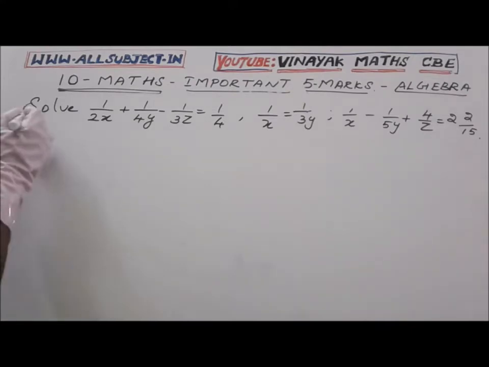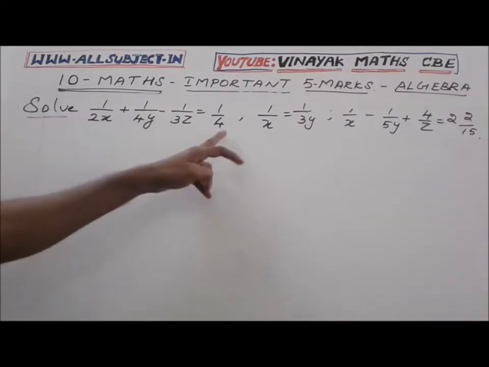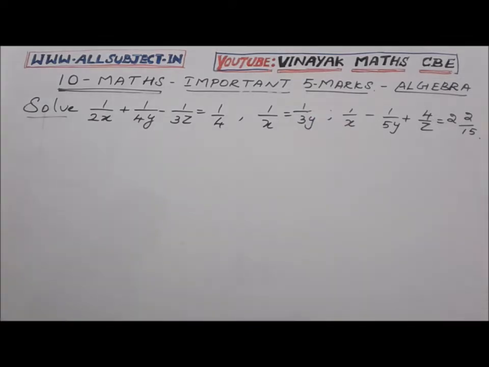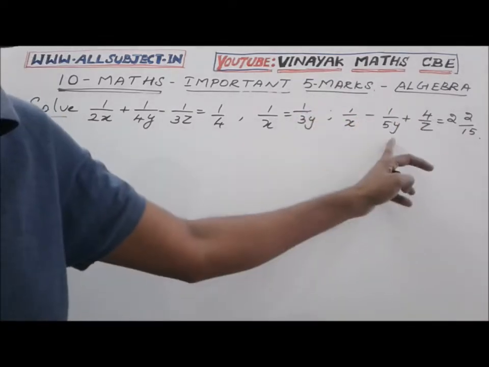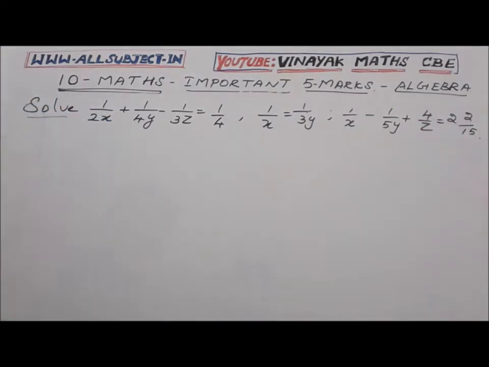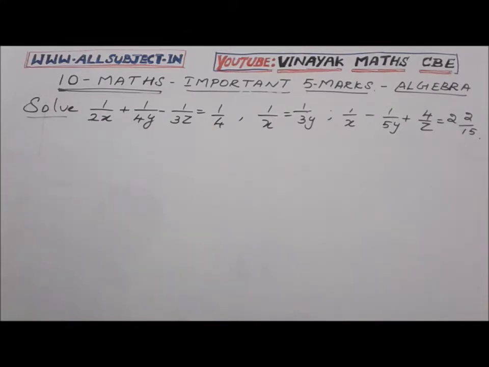Next one is solve 1 by 2x + 1 by 4y - 1 by 3z = 1 by 4, 1 by x = 1 by 3y, and 1 by x - 1 by 5y + 4 by z = 2 into 2 by 15, given in mixed fraction. Here the variables, unknowns x, y, z, are in the denominator.